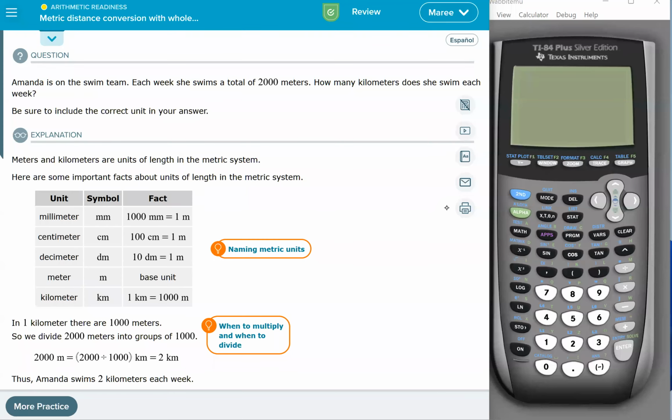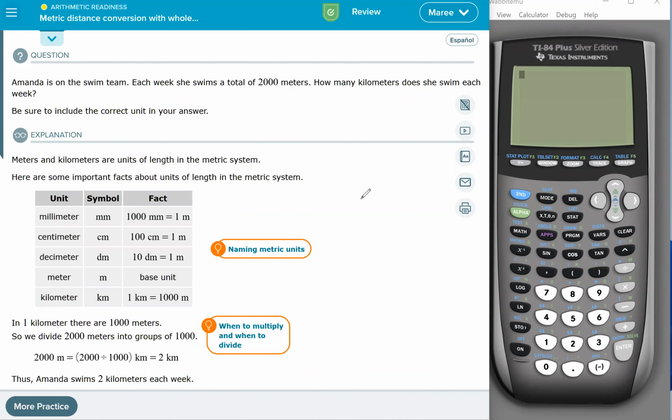In this lesson, we're going to be converting the metric distance with whole number values. So I put on the explanation page because you do want to write these things down. This table right here is a table that you need to know. So I'm going to go ahead and write this, just the facts down.